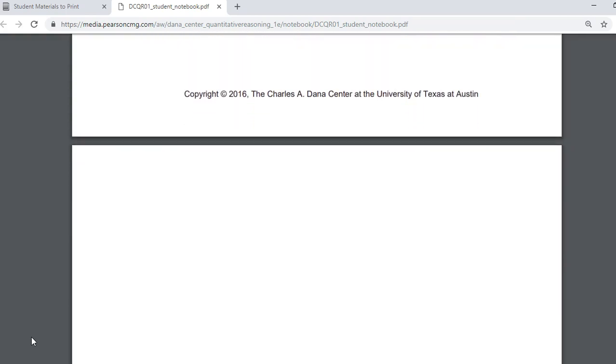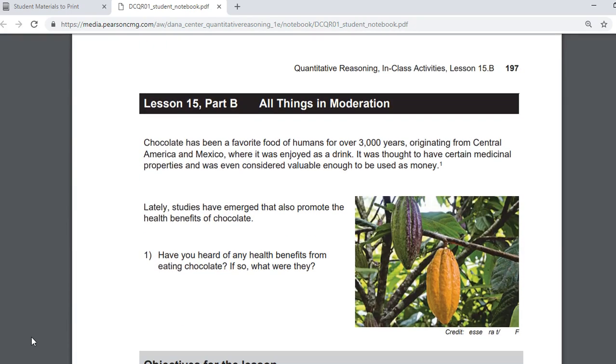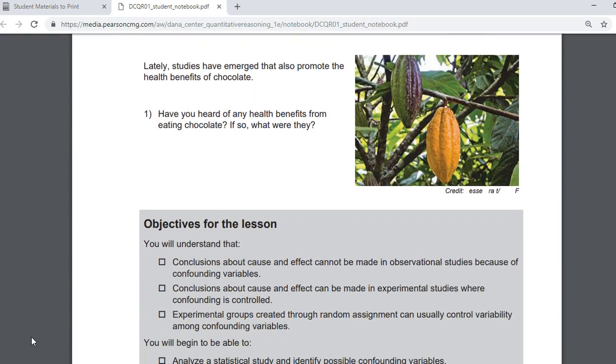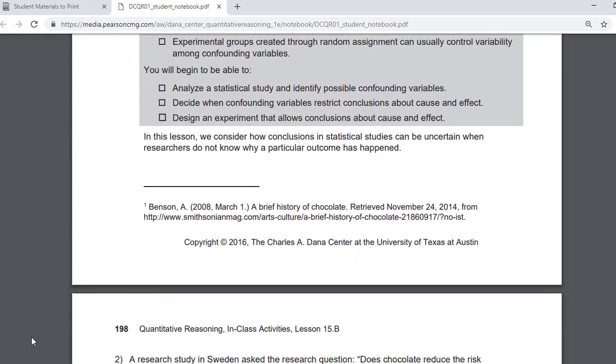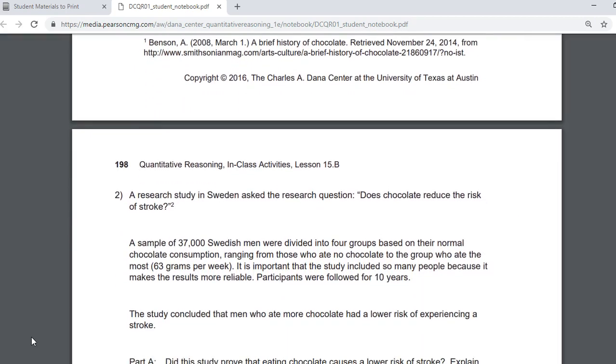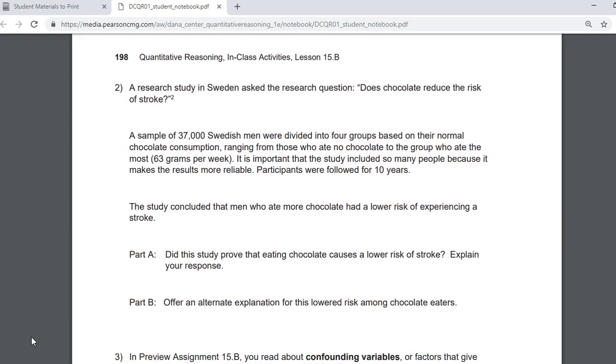Moving on to probably 15A. All things in moderation. We talked a lot about the chocolate. We talked a lot about experiments. Just make sure you're really familiar and feel very comfortable dissecting a study, writing about a study, being able to tell what was done right, what you think should be improved.